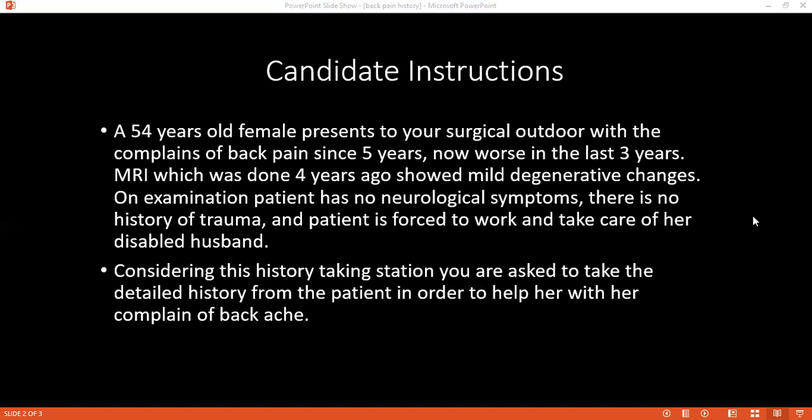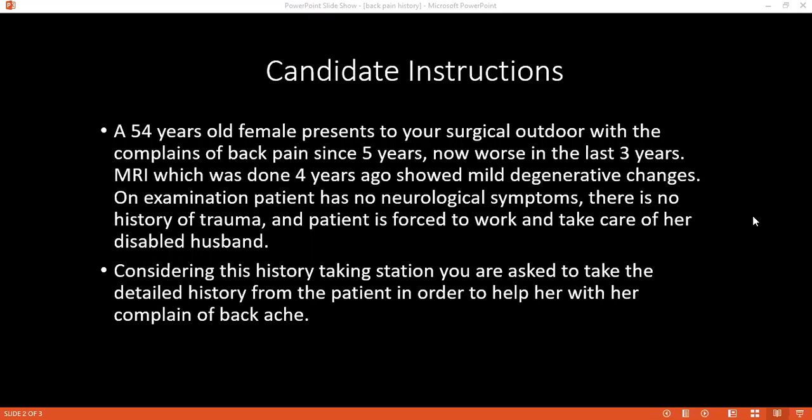Doctor, I have a backache. It's been here for the past 5 years and it's been worsening. I'm really so sorry to hear that. When did you first notice that? The pain started about 5 years ago. And in the past 3 years, it's really bad. Sometimes I can't sleep at night.